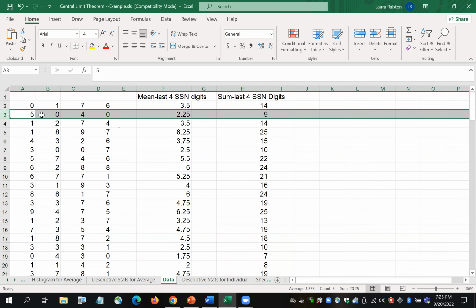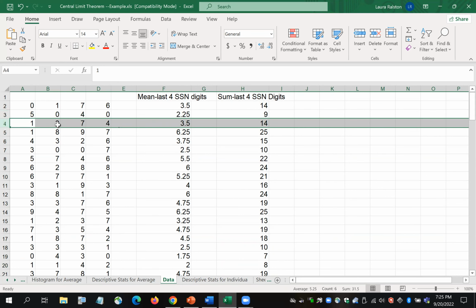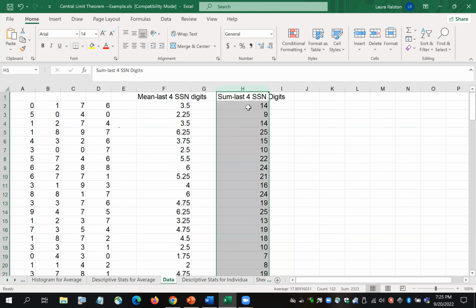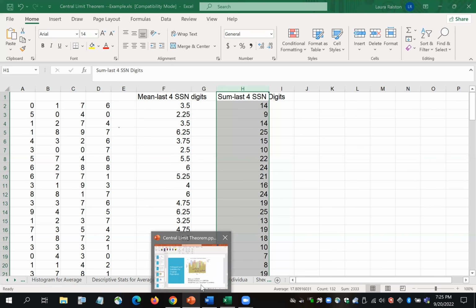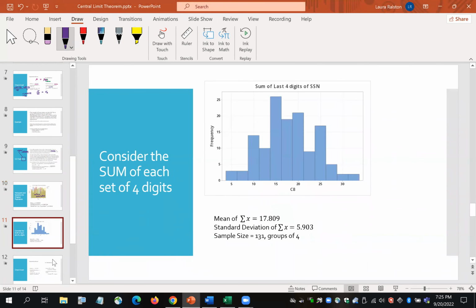14. 5 plus 0 plus 4 plus 0 is 9. 1 plus 2 plus 7 plus 4 is 14. So I added the 4 digits, the last 4 digits of each individual's Social Security numbers, and I added them together. I then created a histogram of those sums. When I create the histogram of sums, again, notice that I basically get a very nice bell-shaped distribution.